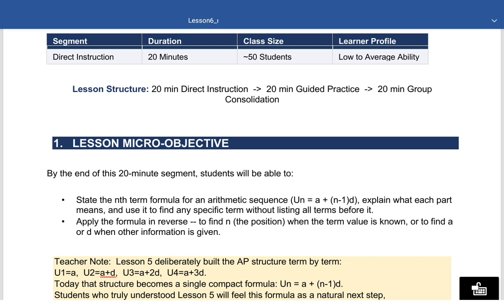or to find A, the first term, or D, the common difference when other information is given. So let's move on.